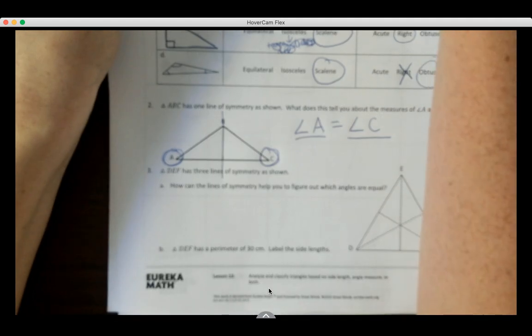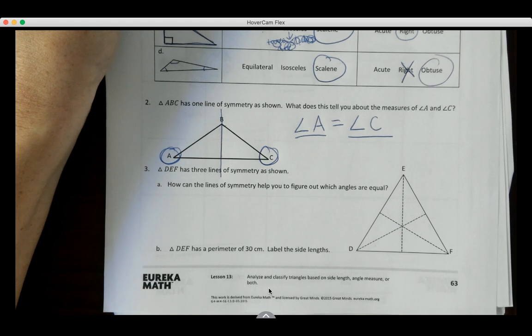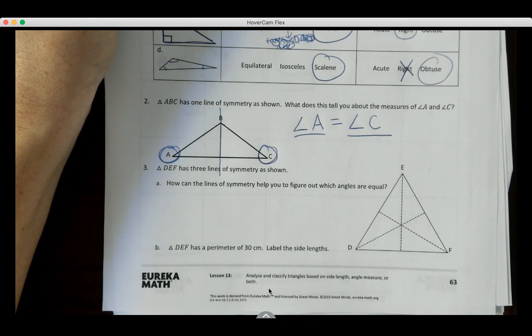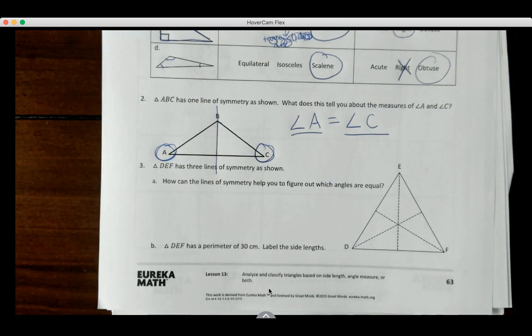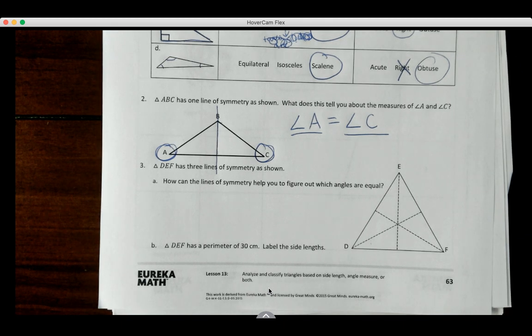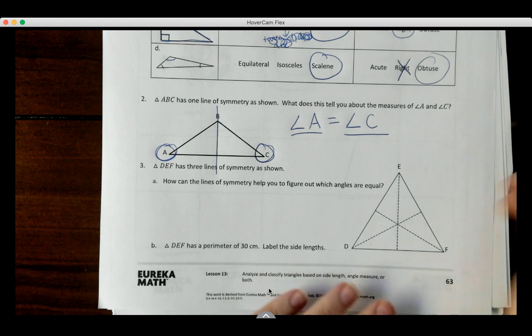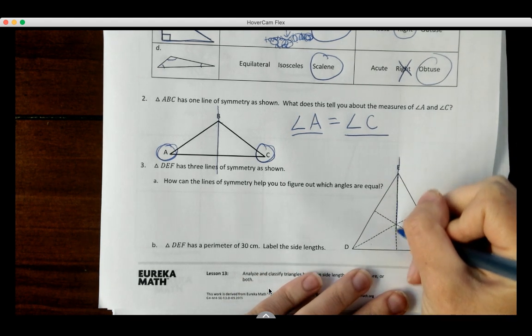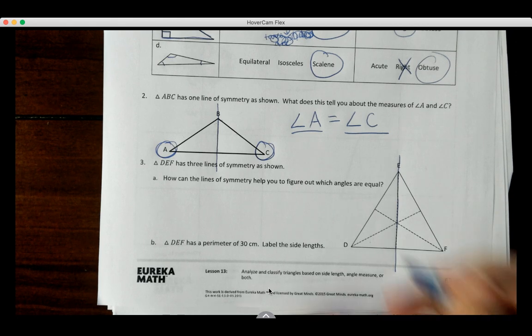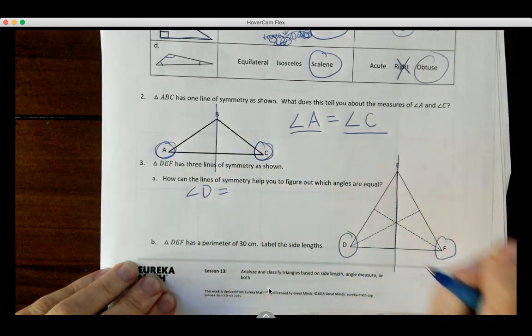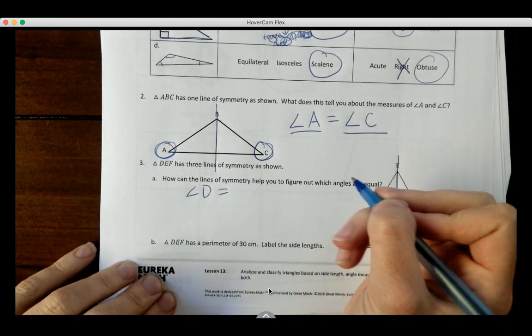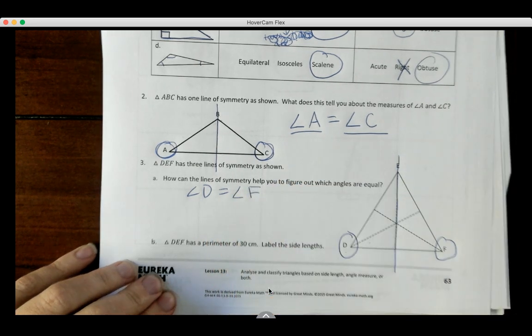And hold on. My screen is a little blurry. There we go. Triangle DEF has 3 lines of symmetry as shown. How can the lines of symmetry help you figure out which angles are equal? So we have to think about this. I'm going to take E. Again, if I make my line of symmetry here, what 2 angles are equal? D and F. So angles D and F are equal. Now I'm going to turn my paper this way.